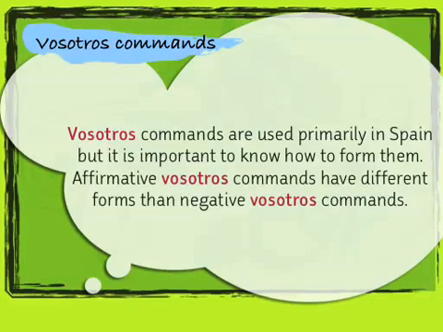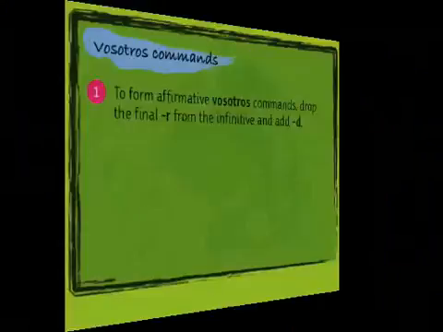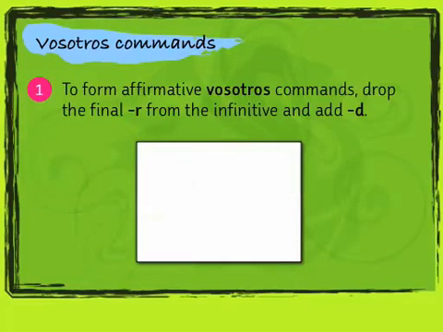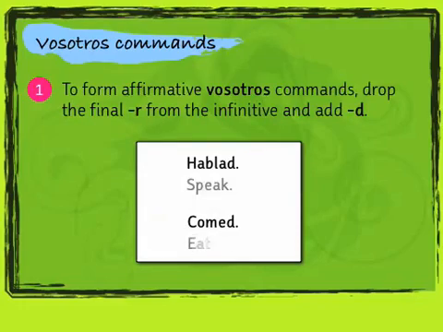Vosotros commands. Vosotros commands are used primarily in Spain, but it is important to know how to form them. Affirmative vosotros commands have different forms than negative vosotros commands. To form affirmative vosotros commands, drop the final R from the infinitive and add D. Hablad, speak. Comed, eat.